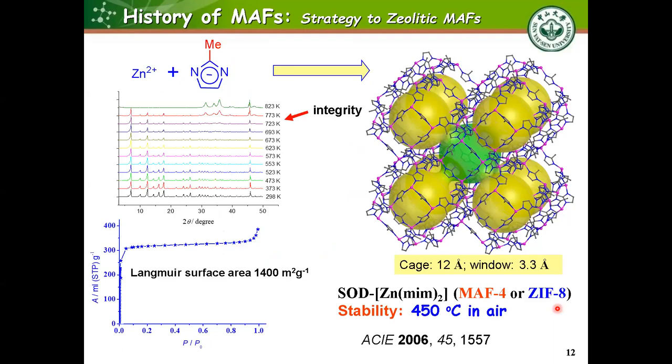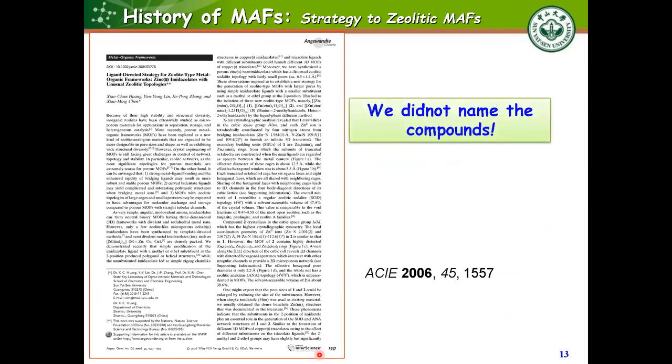Besides the synthesis and single crystal structures, we revealed the thermal stability by variable temperature powder X-ray diffraction, or XRD, as well as the nitrogen sorption properties of this zinc methylimidazolate, as shown in this slide. This compound not only has a beautiful sodalite-like structure, but also a very good surface area and excellent stability, as shown by the data here. Thus, it later became a very famous MAF. The other three compounds were reported in Angewandte Chemie in 2006. In fact, we described this series of zinc imidazolates with zeolite-like topology very clearly in this paper. Unfortunately, we did not term the compounds in this paper, as well as the earlier one published in Chinese Science Bulletin.